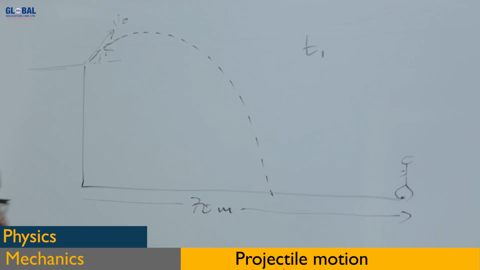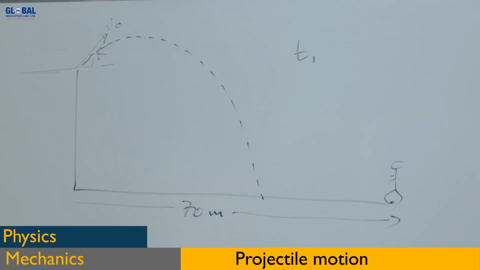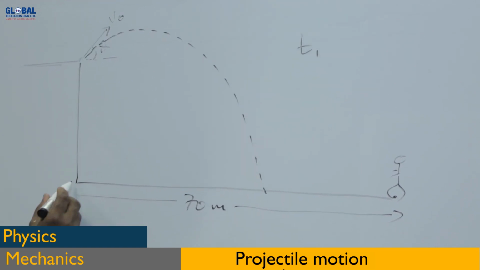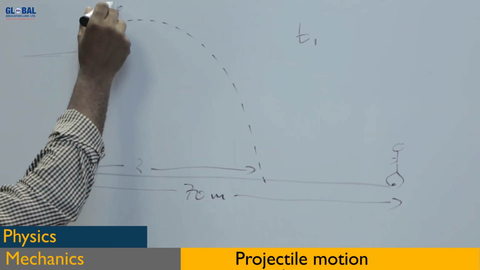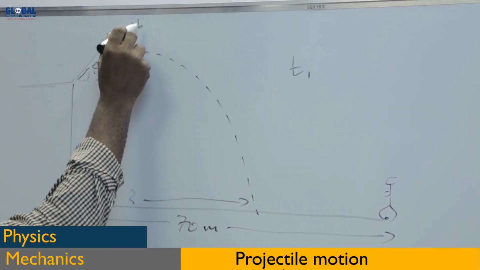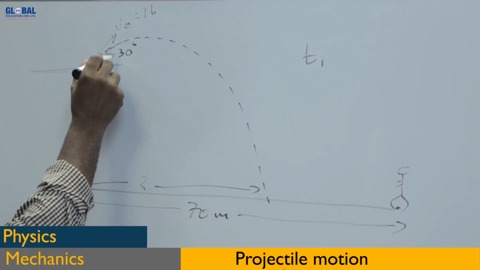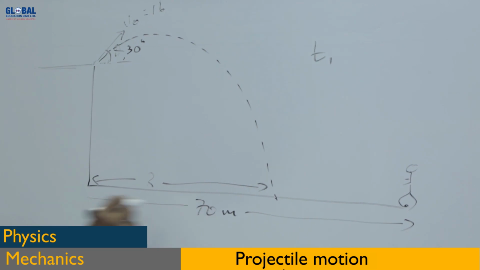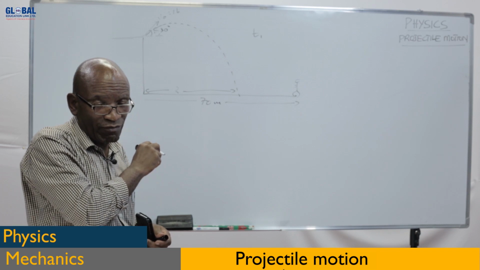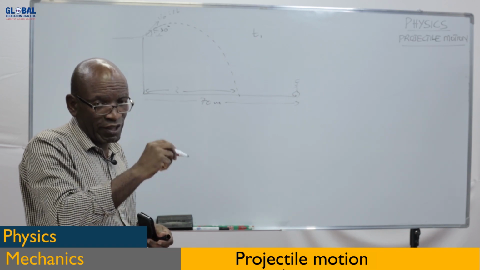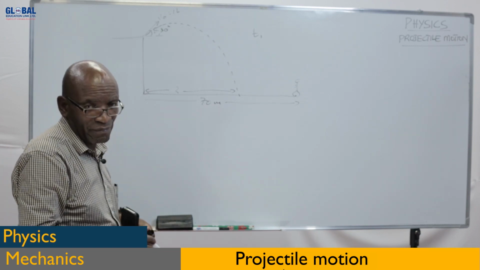Having known that particular time, let me call it t or t1, the second thing you need to determine is the range, this range here. The velocity is given to be equal to 16 meters per second, and the angle of projection is 30 degrees to the horizontal. You can determine the range, which in our first case we have done whenever we talk about projection at a point above the ground. So you can determine the range R.